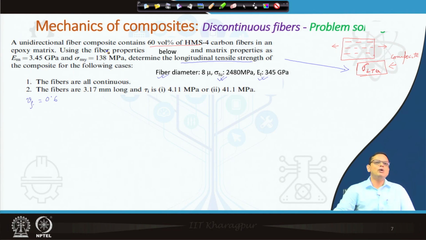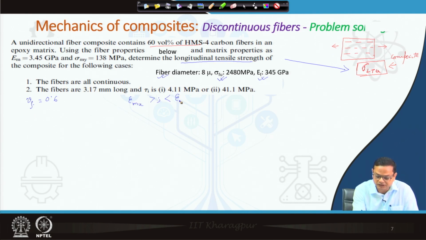Okay. Now, what we need to actually check here is the first point. Though it is quite clear from here, we still need to check the value of epsilon mu: is it more than or less than epsilon fu? Just to check, though we all know in most cases this epsilon mu is higher than epsilon fu, still let us check it once before we proceed further.